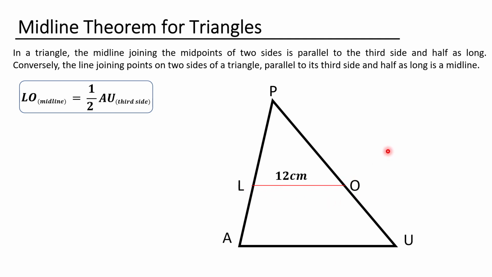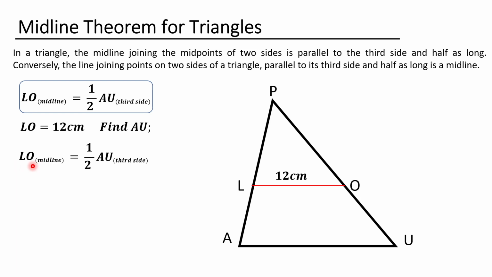Okay? So, meaning LO, the midline, is equal to 12 cm. Right? And we are asked to find the third side. What's the length of line AO, or the third side? So using this principle, this theorem, LO is equal to 1/2 of AO, or the third side.